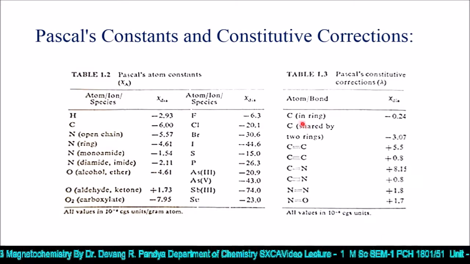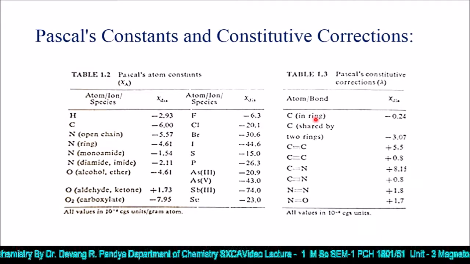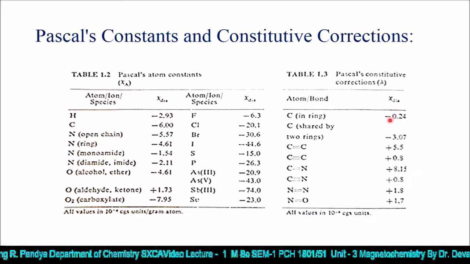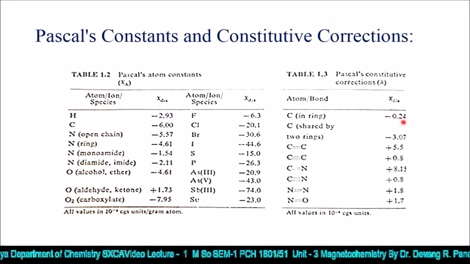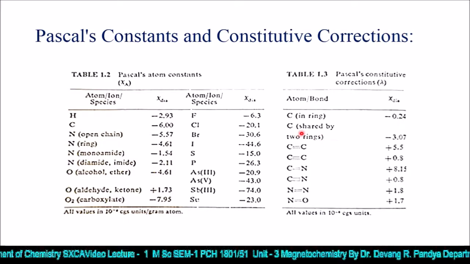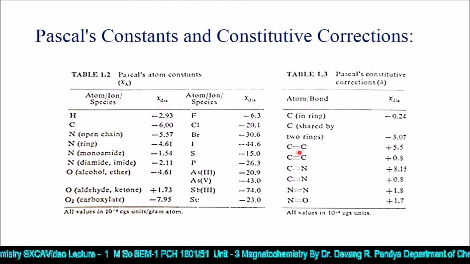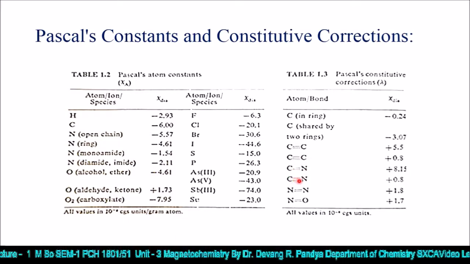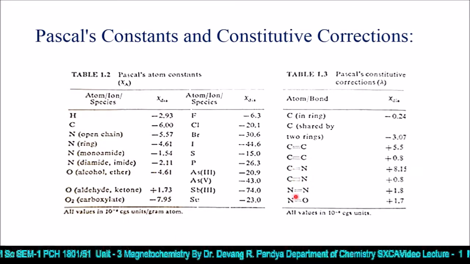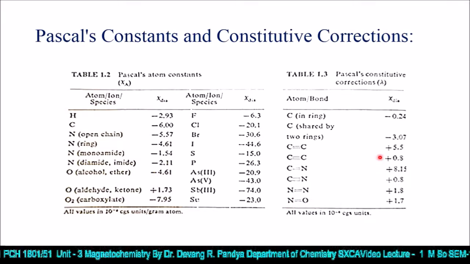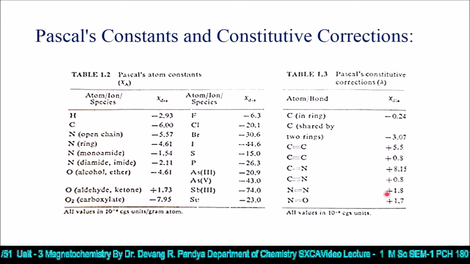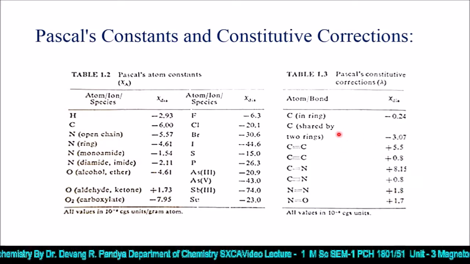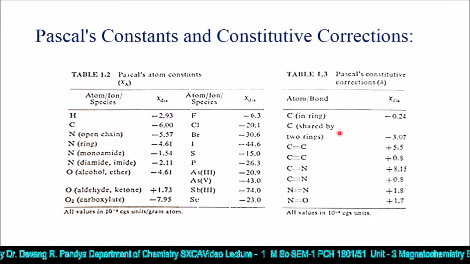Now, carbon in a ring structure has a diamagnetic susceptibility of minus 0.24, and carbon shared by two rings, C double bond C, C triple bond C, C double bond N, C triple bond N, and N double bond O, all have a positive value of magnetic susceptibility correction for the diamagnetic substance.